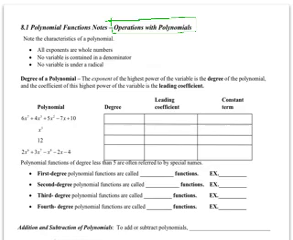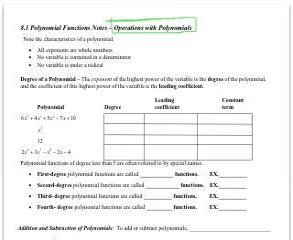Operations, mathematical operations, are addition, subtraction, multiplication, and division. So we're going to start on the front with addition, subtraction, and multiplication, and then the back will focus on the division because that's the harder part out of this.